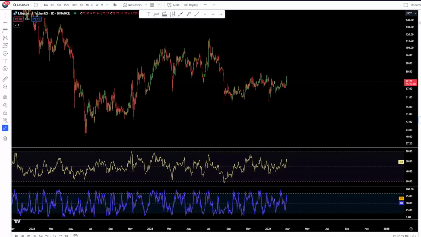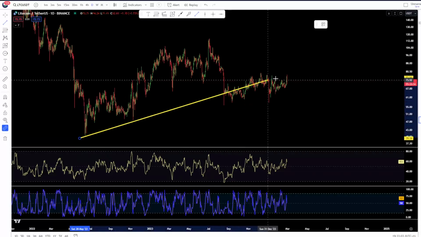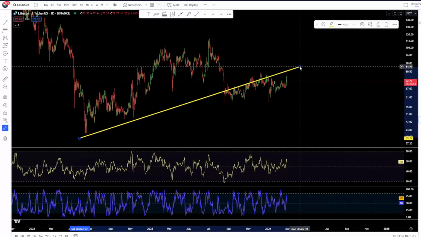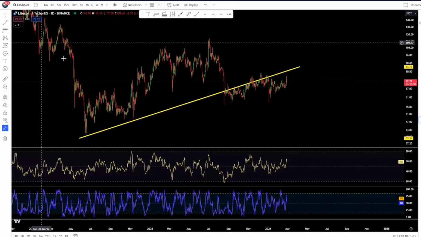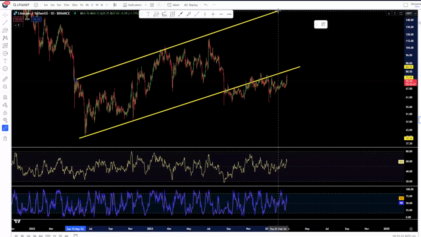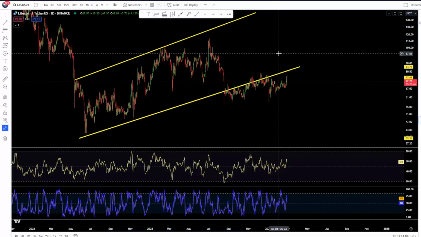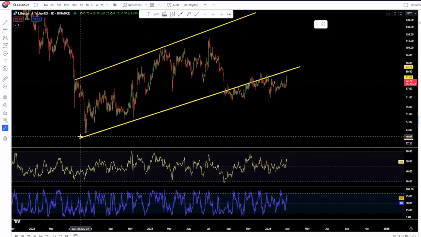Third, we will check the LTC chart on a one-day time frame. Let's start by defining the upward trend channel with the yellow lines, from which the price broke out at the bottom, but here we did not see a dynamic correction, only a movement under the lower edge of the channel.